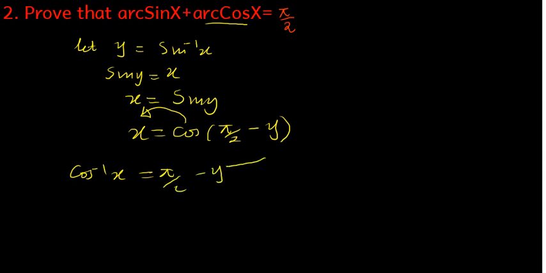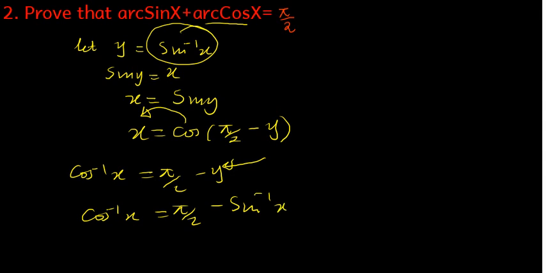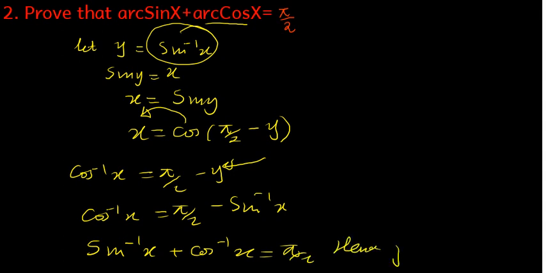Now remember we said y is sine inverse of x. So we are going to say cosine inverse of x is equal to pi over 2 minus sine inverse of x. Now at this point, we can take the sine inverse of x over to the other side. You see that the sign is going to change, it is going to become positive. So that will become now sine inverse of x plus cosine inverse of x being equal to pi over 2. So hence proven.